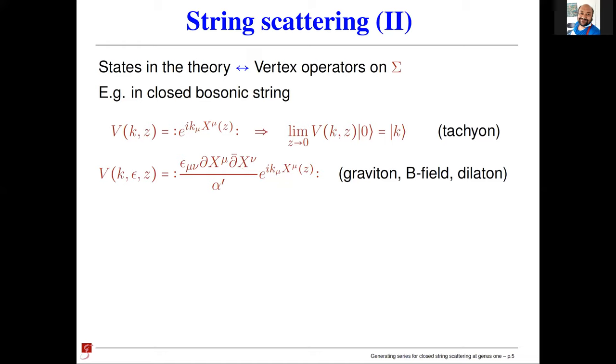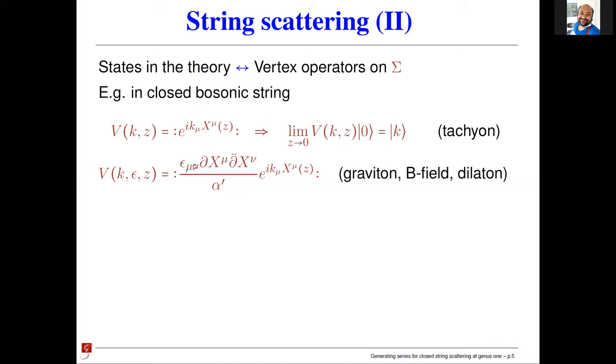Thank you. Thanks for the question. So when you write something like this, so this would be an excited state in the closed bosonic string, you have to again absorb these Lorentz indices, and this is done by putting in a tensor epsilon mu nu. So this is a space-time tensor now. So is it a polarization type of thing? Exactly. So this is a polarization tensor.